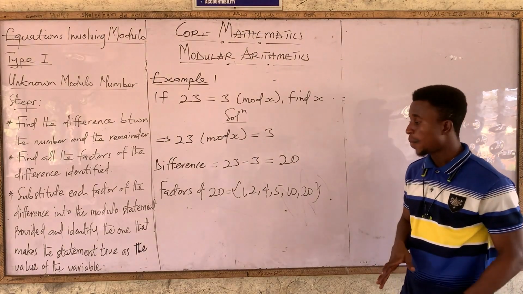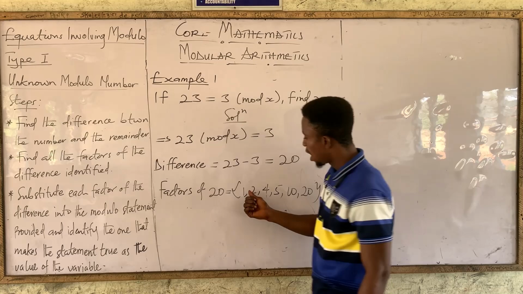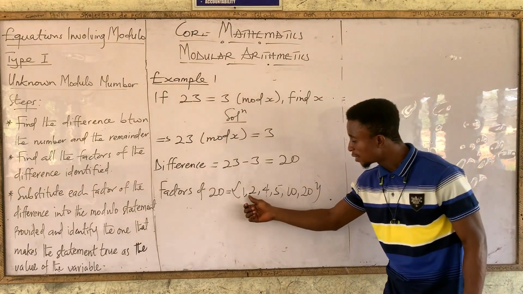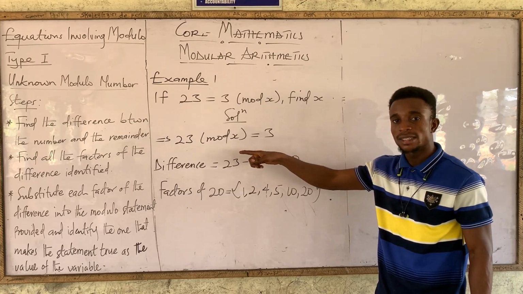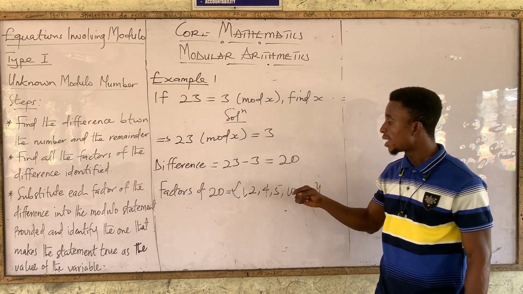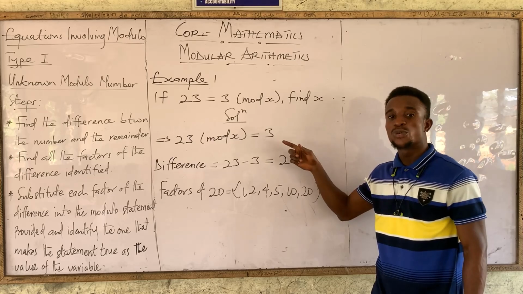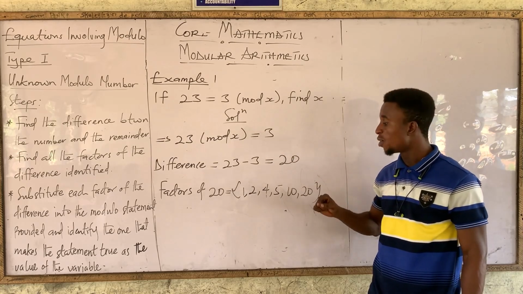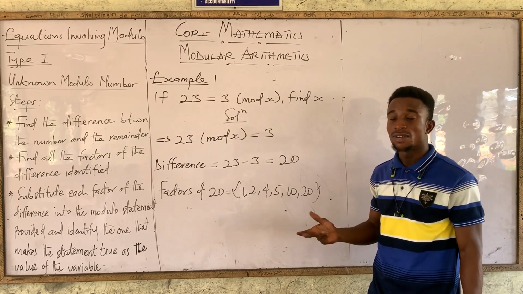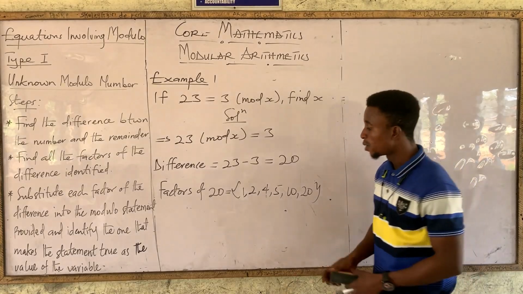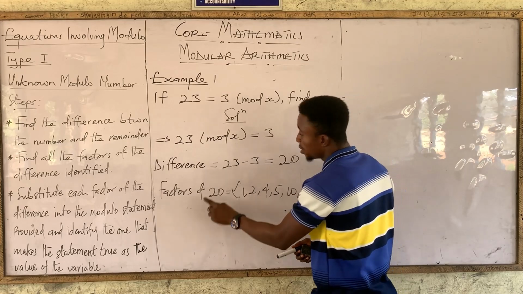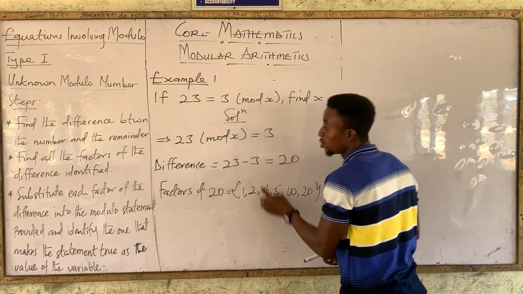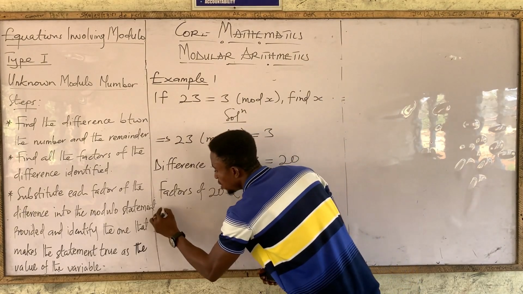Are we okay? Now we are going to take each factor and substitute it into the modular statement, and we verify the one that will make the statement true. The unknown variable here is x. If it were n, we would say when n is equal to, but here it is x, so we say when x is equal to.